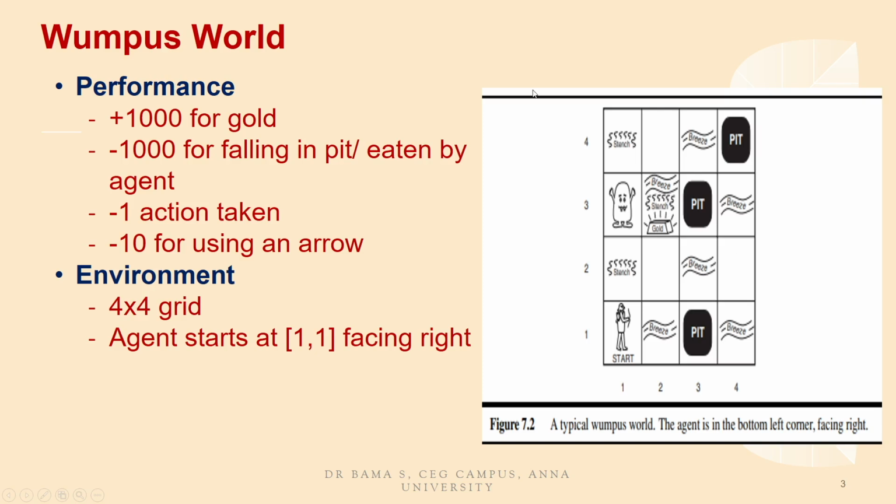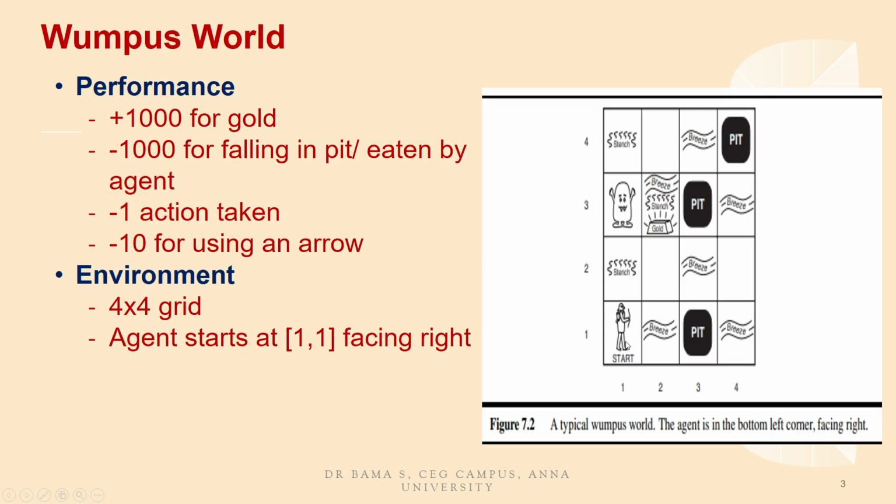So, for this problem, if you remember, we started off this course with PEAS, the performance, environment, actions and sensors. Okay. So, we will just describe what is the PEAS. The performance of this puzzle is 1000 for getting the gold. The agent will get the points if he gets the gold for 1000, minus 1000 for falling into the pit, minus 1 if he takes some action, and minus 10 for using an arrow.